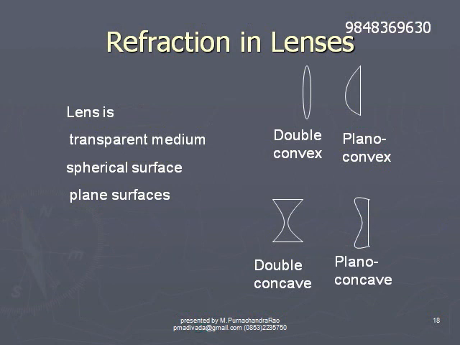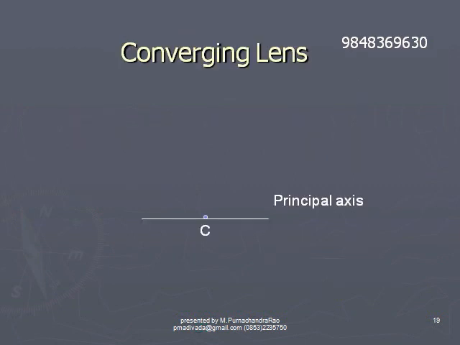For example, a double convex lens, both the surfaces are convex. A double concave lens, both the surfaces are concave surfaces. A plano-convex lens, one surface is convex, the other one is plane. Plano-concave lens, one surface is plane and the other is concave. Like this, we can devise several lenses of different shapes. Now we define certain parameters, certain properties of the lenses.